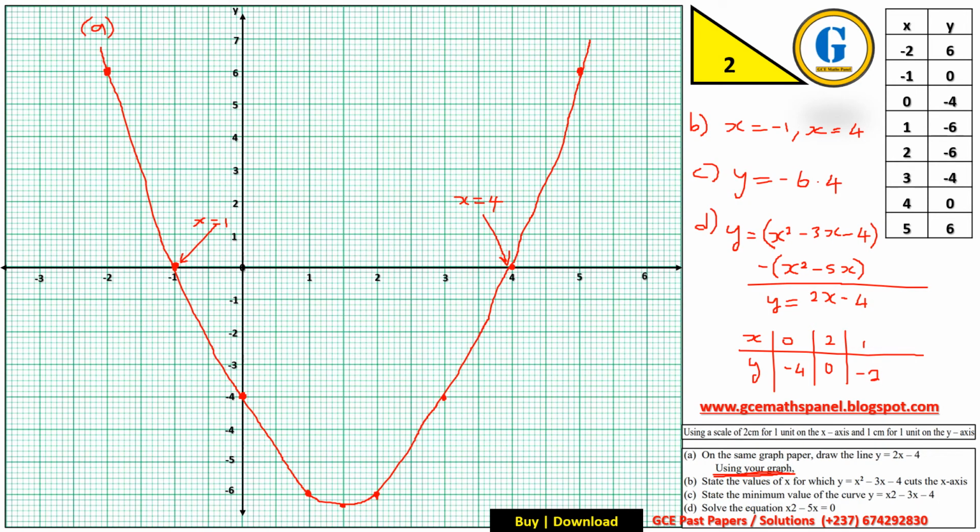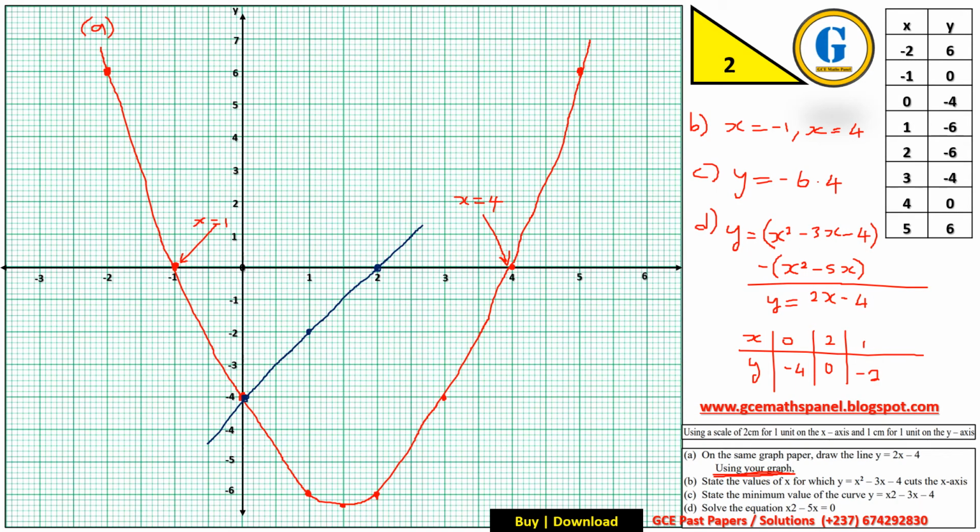I have 0 and negative 4. Then I have 2 and 0. When x is 2, the other one is 0. Then equally I have 1 and negative 2. So this is the line that I'm going to draw with a ruler. This one is a line, so use a ruler, okay? So this is the line.